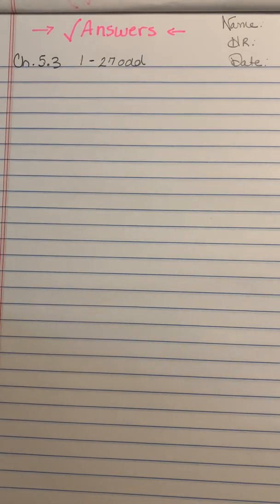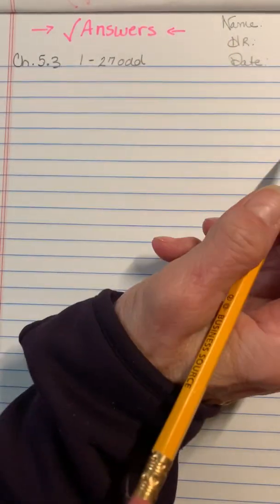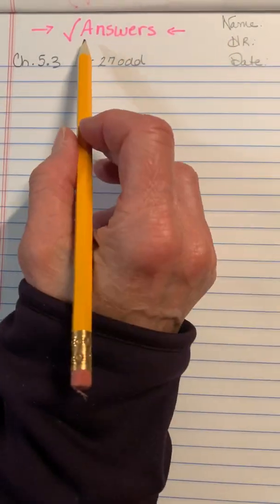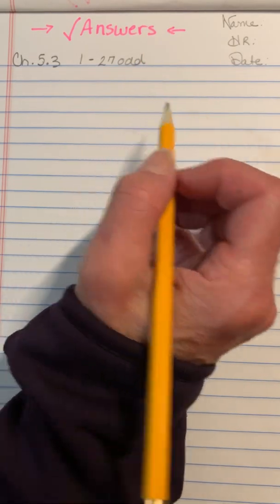All right, let's get started on 5.3 homework, which is multiplying rational numbers. Again, same setup at the top. Make sure you have it set up like this. Make sure you check your answers. It's the only way that we're going to get through this unit quickly and accurately.